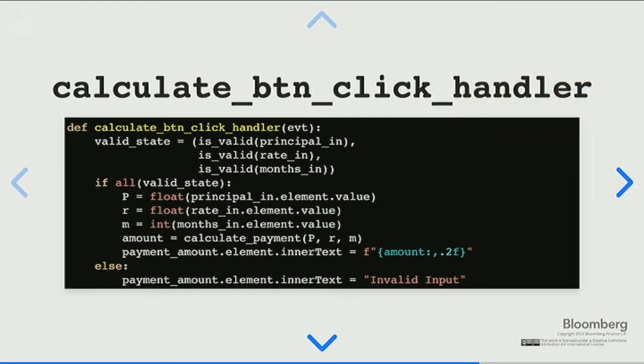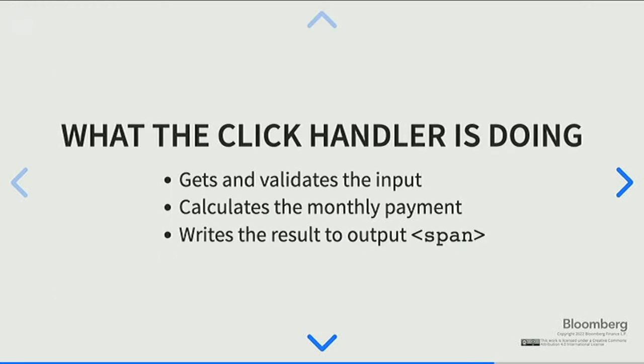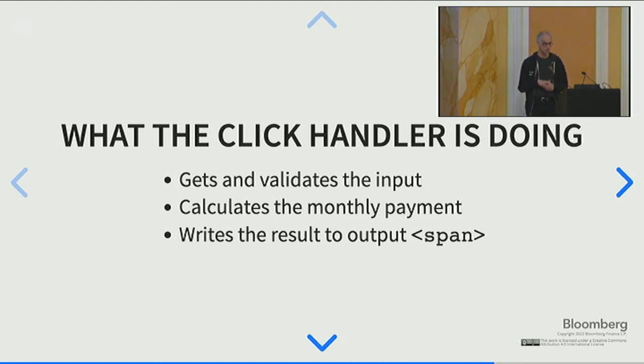So this is what the Python script looks like for that button handler. I'm going to go through this in pieces in just a minute, but this is just to give you an idea of what the whole thing looks like. It is roughly about 12 lines of Python code. What this click handler is doing is it gets and validates the input. If you're taking input from the user, you should always be validating it. It calculates the monthly payment, and then it writes the resulting output to the span.